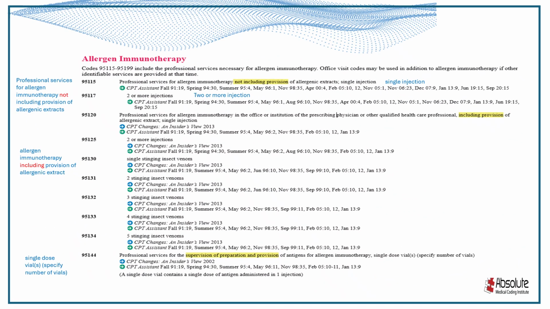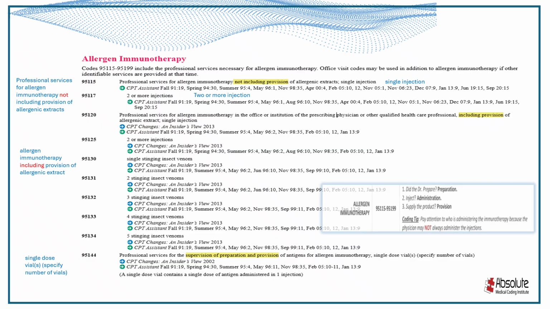Next, let's turn our attention to allergen immunotherapy. As I previously said, allergen immunotherapy helps to reduce or even eliminate the allergic reaction over time by gradually desensitizing the immune system to specific allergens. Now before going into the codes, first let's look at our FTRs.